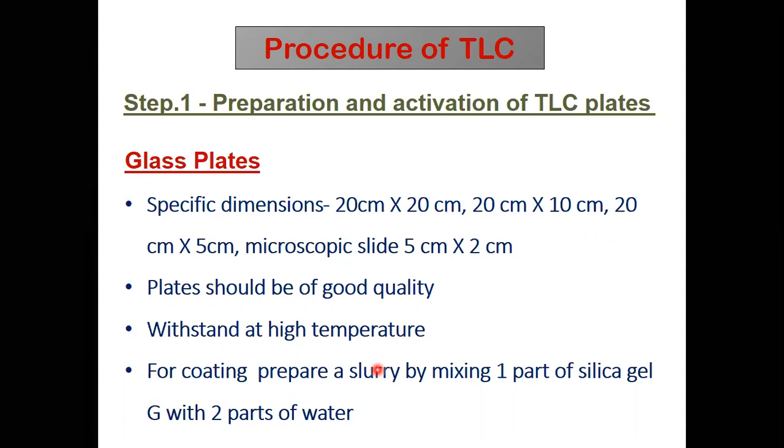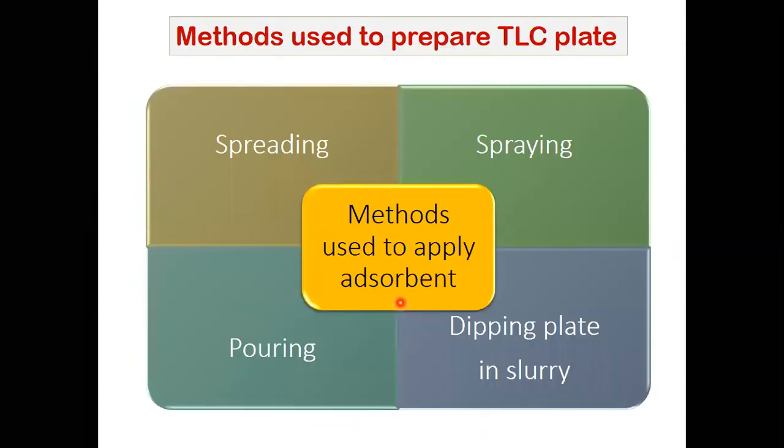These glass plates should be of good quality so that they can bear high temperature. When we coat the TLC plate with the stationary phase, if we are taking silica gel, the first step is to prepare a slurry by mixing 1 part of silica with 2 parts of water. For example, if we are taking 10 gram of silica gel, then it is mixed with 20 ml of water to prepare a homogeneous slurry. After the formation of the slurry, this slurry is coated on the TLC plates.